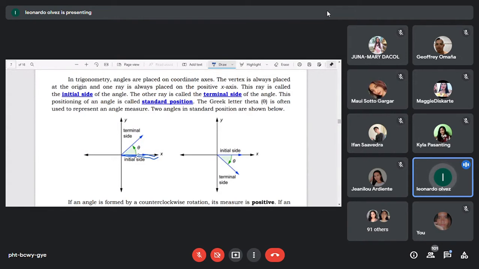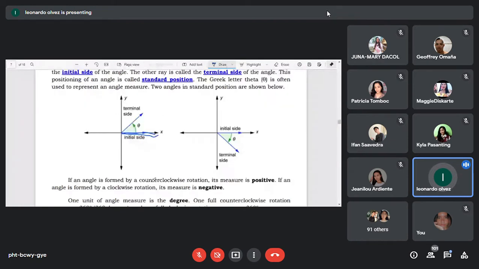It is positive if an angle is formed by a counterclockwise rotation. So that is a positive angle. If it is a clockwise rotation, that is a negative angle. So this one here is the positive angle, and this one here is the negative angle.